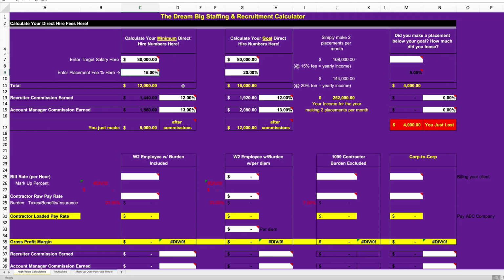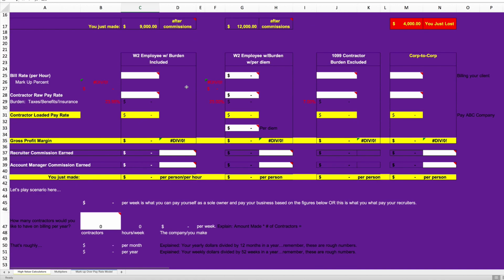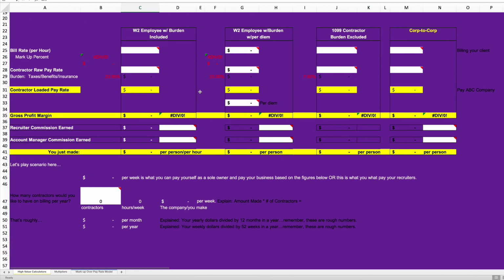Now, I am going to show you how to use the contract side of the calculator. So the contract side of the calculator is used like this. This is your bill rate. This is what you are charging your clients. And then you have your pay rate. This is what you're actually paying your candidate.